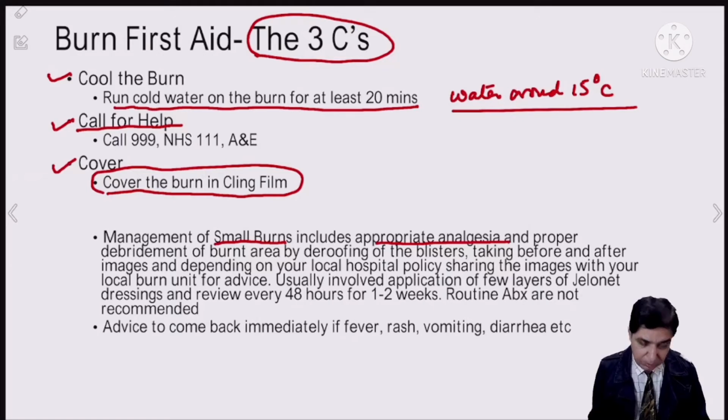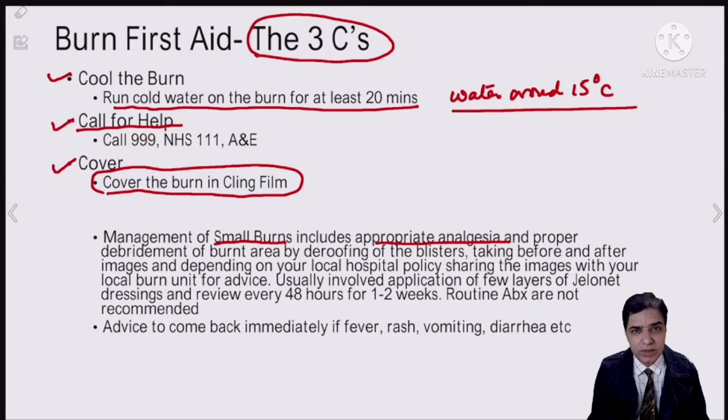So remember, you have to take images before the debridement and after the debridement, and depending on your hospital policy, you might have to share it with your area burns network and get expert advice. Regardless of whether there is a mechanism to send images or not, usually the management of burn consists of de-roofing the blister.